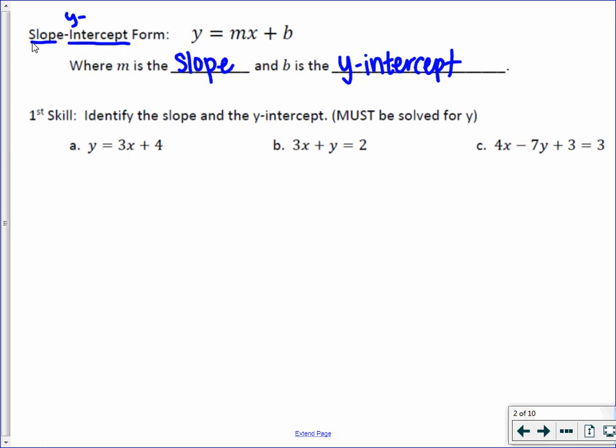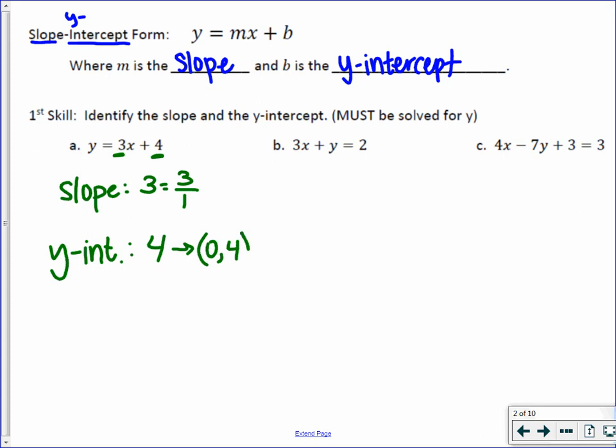So y is our isolated variable. A already has y isolated, so we can go ahead and identify our slope and our y-intercept. Here our slope is 3, which you could write as 3 over 1. Remember, when we do rise over run, it's the same thing. And then our y-intercept is 4, or as a point, (0, 4).